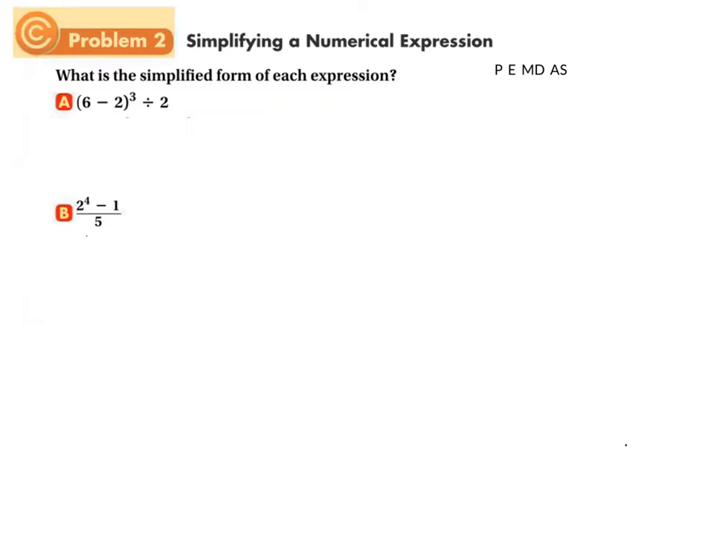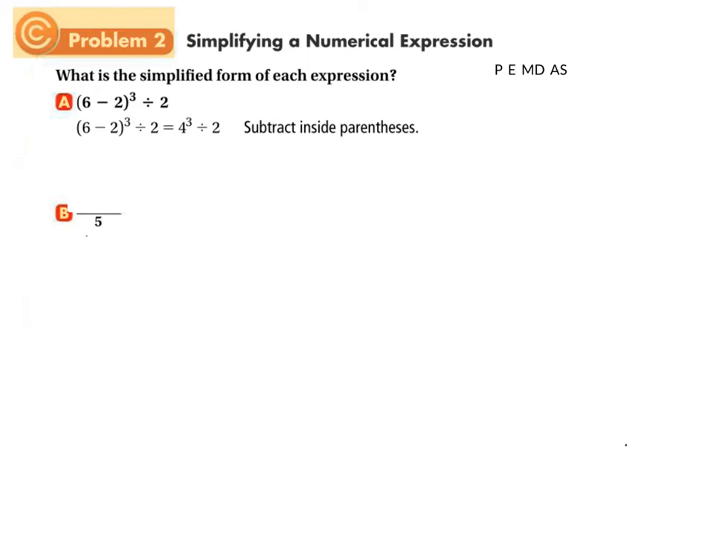So from this whole problem where we see subtraction, we see an exponent, and we see division, the first thing we're going to do is whatever's in parentheses first, and that happens to be subtraction. So we will do that first. Subtract inside the parentheses. And when you do that, 6 minus 2 is 4. So instead of 6 minus 2 to the third power, it simplified to 4 to the third power. And we still have this whole thing divided by 2 at the end.